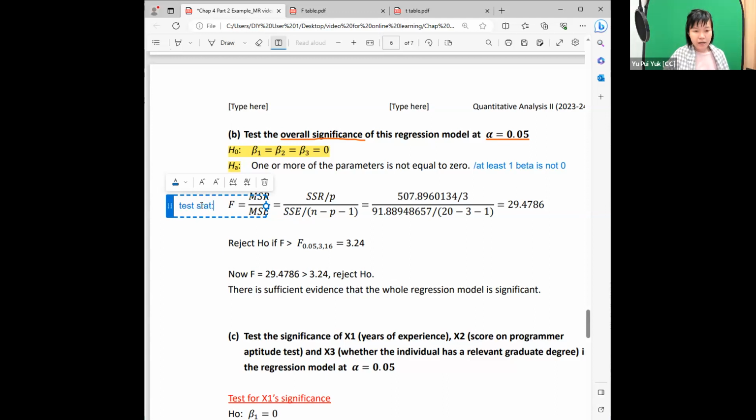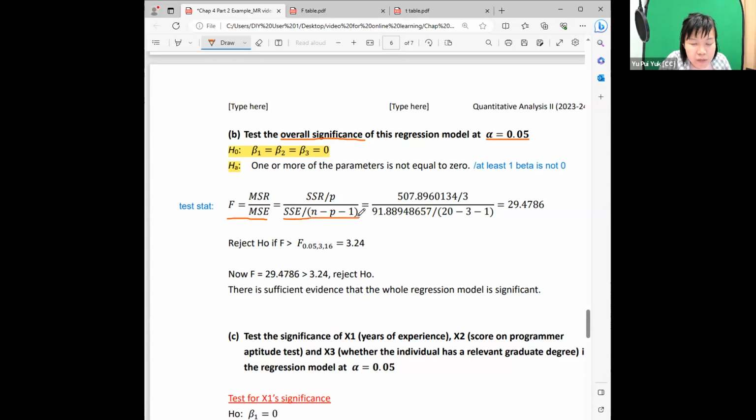So the test statistic F is equal to MSR over MSE, the mean square regression over the mean square error. So it's further divided. Let me highlight the test statistic formula. You have to memorize the formula by yourself for the final exam. In the regression ANOVA, MSR is further divided into SSR over P, the degree of freedom, and the MSE is further divided into SSE divided by n minus p minus 1.